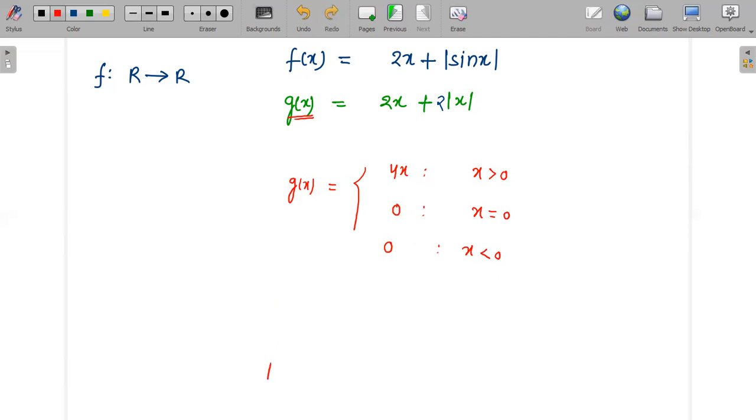So the graph of g(x) will look something like this. It will be a straight line for positive values of x, whereas it will overlap your x-axis for all values of x which are lesser than 0. As you can see on the graph, there is no way your range will be equal to the real numbers, because in that case you will miss out all the negative outputs. So thereby your function is not surjective.